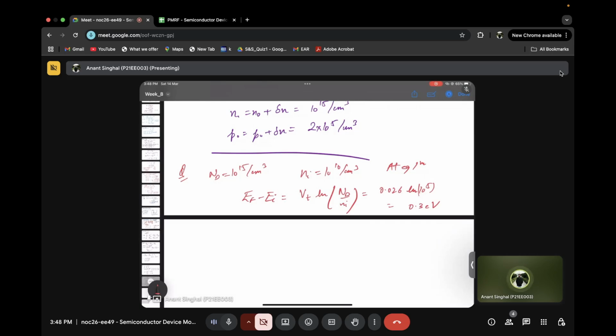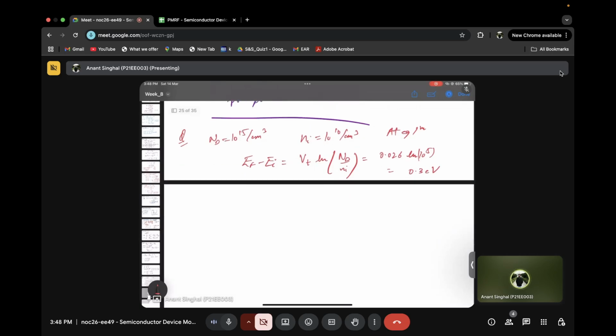So now what I'm doing is trying to have some high level injection. Let's say I injected 10 to the power 12 electron hole pairs. So this is the condition. Now what will happen? Your delta n is 10 to the power 12, equal to delta p, right? So now my n will become n0 plus delta n, which is 10 to the power 15 plus 10 to the power 12, which is still approximately 10 to the power 15.